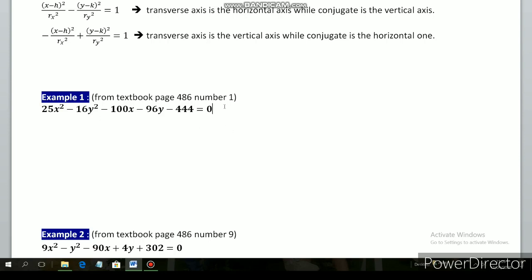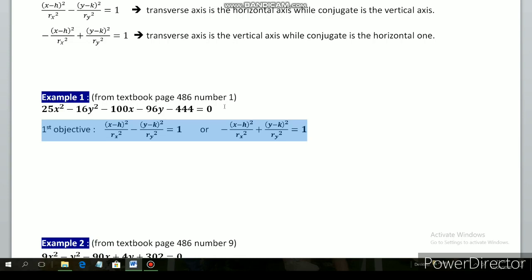And then let's go to the objective. Since we want to graph this, first you need to convert this equation into the general form of the hyperbola. Now the general form of the hyperbola, as we have discussed before, has two types.